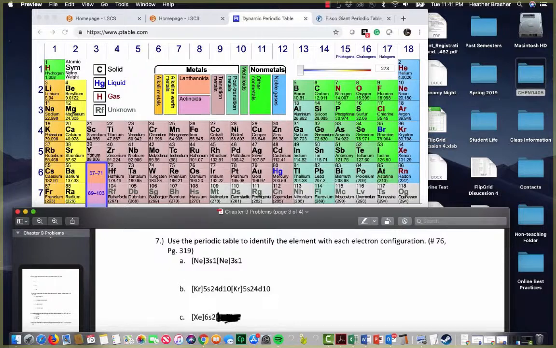So this one, you're down here with Xe, Xenon, and then it's 6s2, so you can look here. So at here, it is barium. So it's really easy to do it this way, right? This is backwards from what we were doing earlier, but it's pretty straightforward.